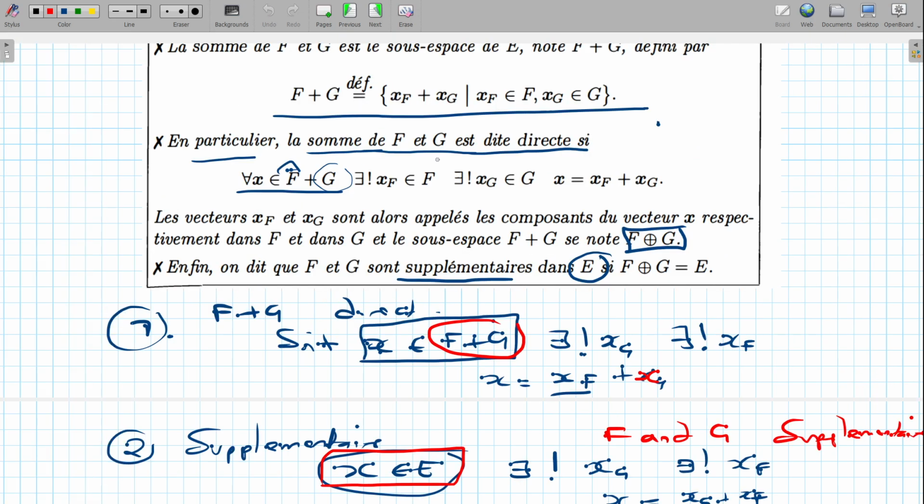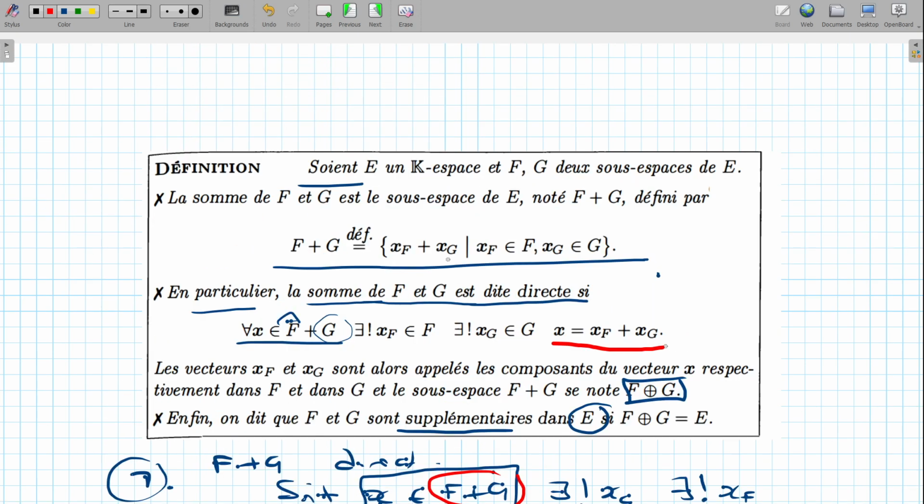So for la somme directe, if you want to show that deux sous-espaces are going to be on somme directe, all you have to do is to show that every element you take from this sum f plus g, or this sum f1 plus f2, is going to be written in a unique way. But that is going to be very tedious, and it's not always possible to show that every element can be written uniquely in the way xf plus xg. So there's a better way, a simpler way to show that two spaces are going to be on somme directe.